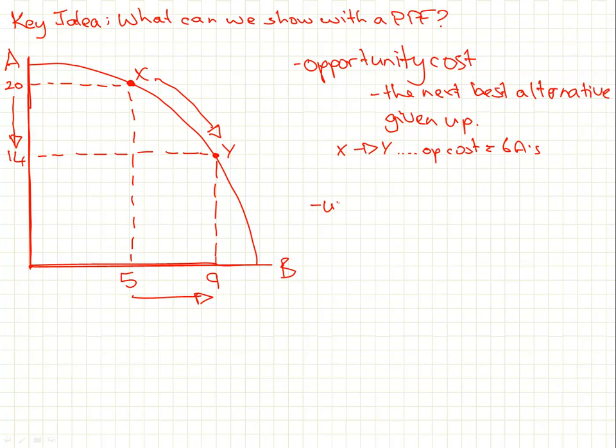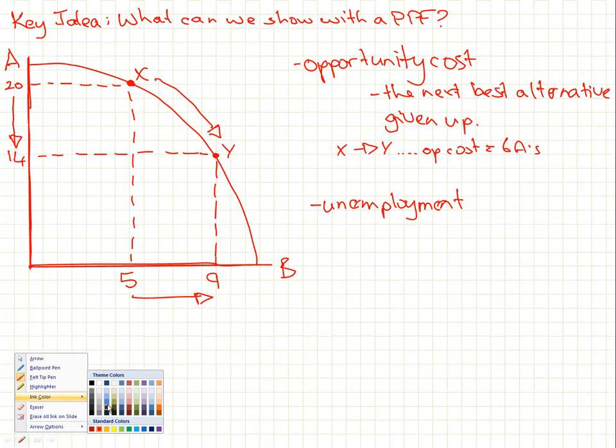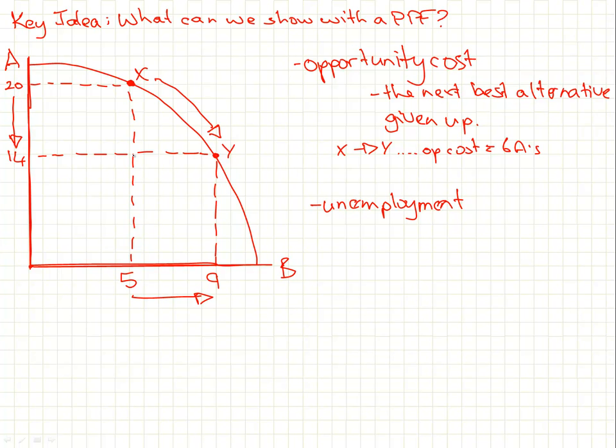The second idea is showing unemployment of resources. Now you remember that the production possibility frontier shows us all possible output combinations when all resources are used. But what happens if we don't use all our possible output combinations? So for instance, let's say we choose to produce at this point. Goodness knows why we do that.